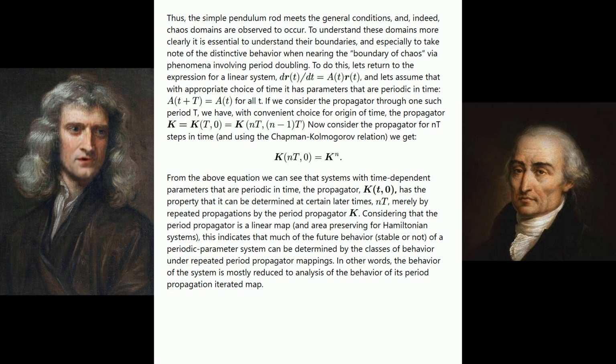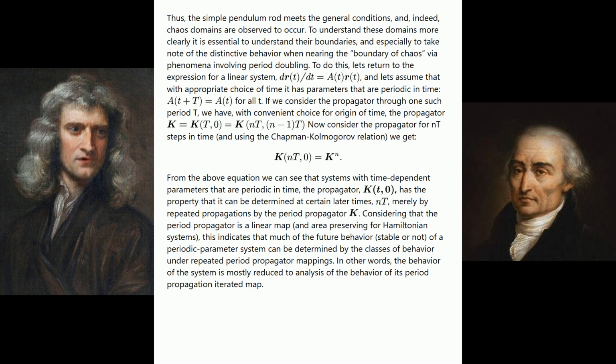If we consider the propagator through one such period T, we have, with convenient choice for origin of time, the propagator K equals K of T, t0, equals K of nT, and minus 1 times T. Now consider the propagator for nT steps in time, and using the Chapman-Kolmogorov relation we get, as shown in the next equation. From the above equation we can see that for systems with time-dependent parameters that are periodic in time, the propagator K of t0 has the property that it can be determined at certain later times nT merely by repeated propagations by the period propagator K.